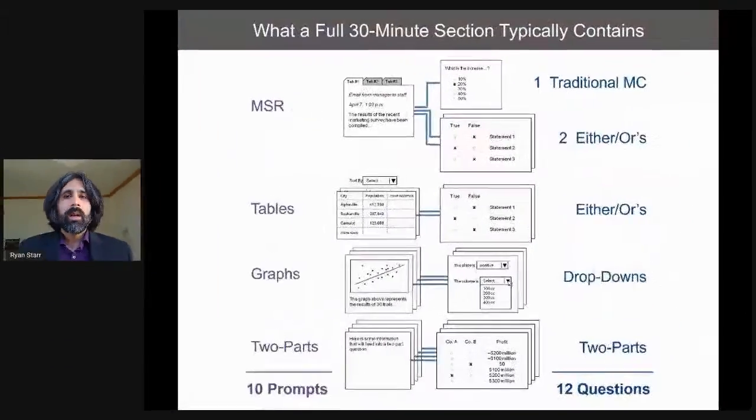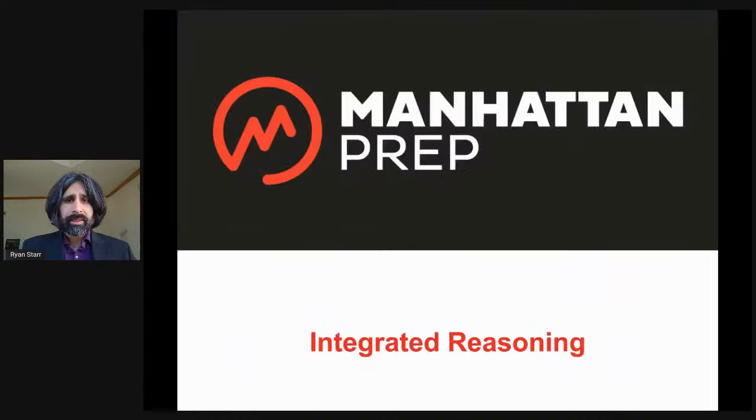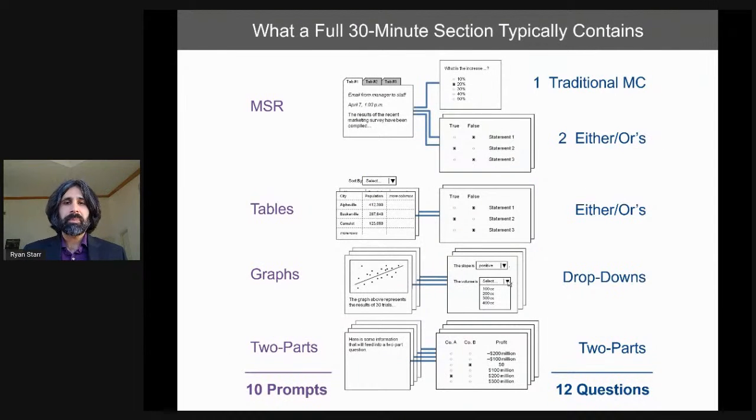All right. The IR section looks like this, just to preface it. This is the integrated reasoning section. It doesn't actually look like this, but this is the composition of the IR section. You're going to get one MSR prompt, multi-source reasoning, so-called, because you're going to get 2 or 3 tabs of information up here. And this will come attached to 3 separate standalone questions. One traditional multiple choice question, the only traditional multiple choice question on the entire IR section, which is to say 5 answer choices, you choose one and hope it's the right one.